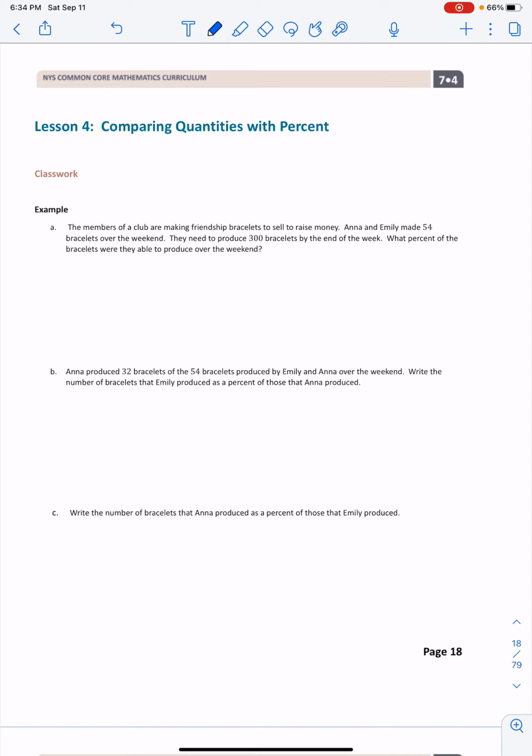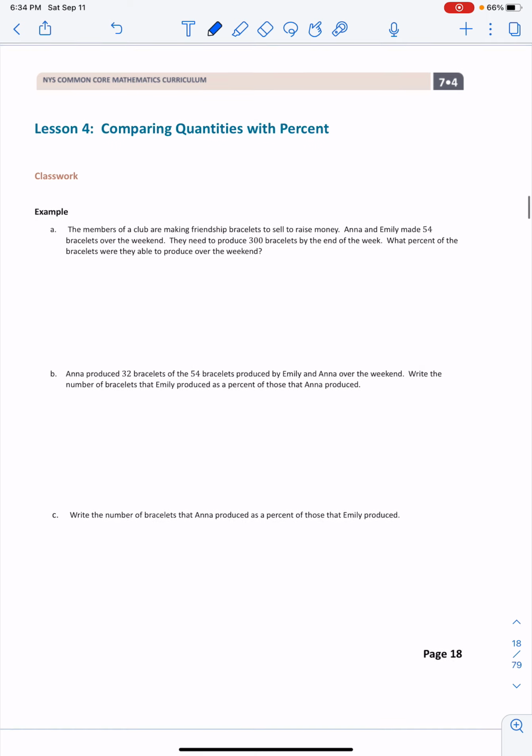This is lesson 4, comparing quantities with percent. The first example that we have, example A: the members of a club are making friendship bracelets to sell to raise money. Anna and Emily made 54 bracelets over the weekend. They need to produce 300 bracelets by the end of the week. What percent of the bracelets were they able to produce over the weekend?